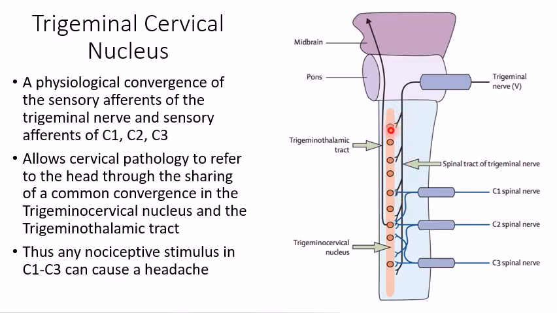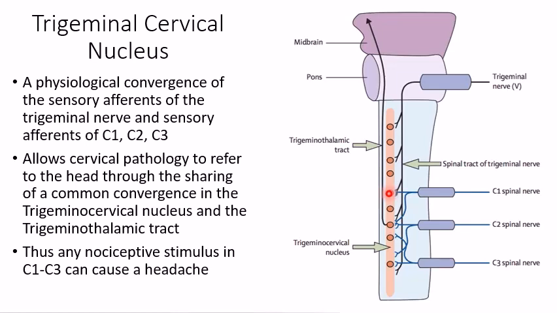It synapses on this nucleus known as the trigeminal cervical nucleus, and you can see it synapses there, all these little nuclei. Well, not only does it synapse on that nuclei, the C1, C2, and C3 spinal nerves come into the spinal cord, and they synapse on that nuclei as well. So if you have a pathology from the upper cervical spine, C1, C2, or C3, that information, let's say it's nociception, will come into the cord. It'll synapse in the same areas on the trigeminocervical nucleus as the trigeminal nerve is synapsing.